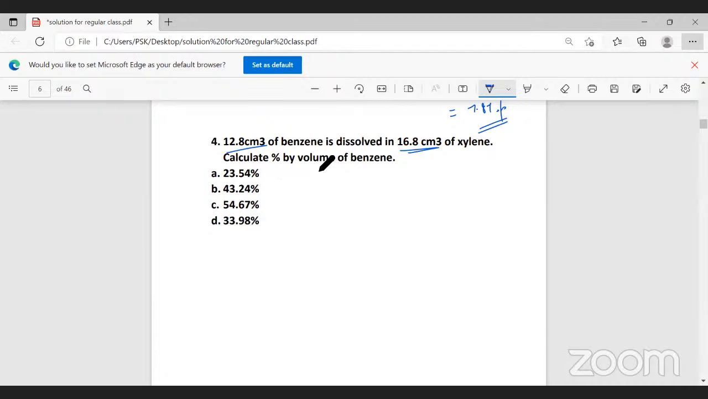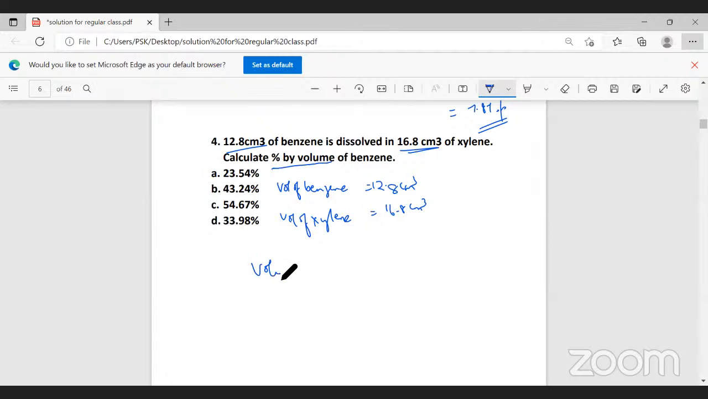They're asking volume of benzene. What's the volume of benzene they've given? Volume of benzene is 12.83 centimeter cube. What's the volume of xylene? The volume of xylene is 16.8 centimeter cube. All right. Now they're asking what is the volume percentage? Calculate the volume percentage, the percentage by volume of benzene.